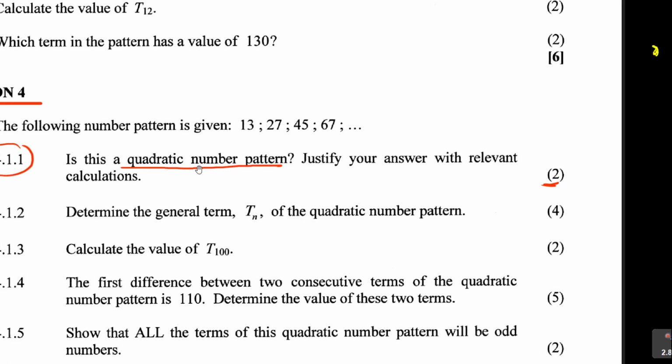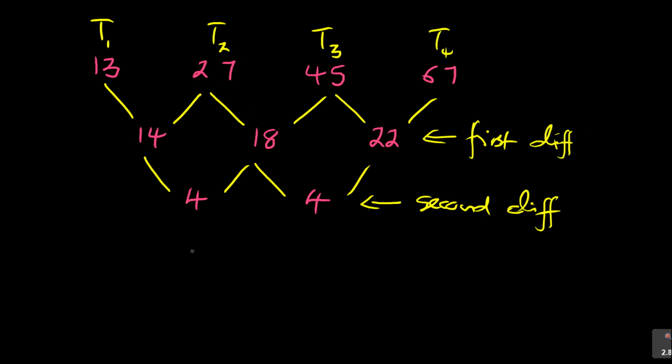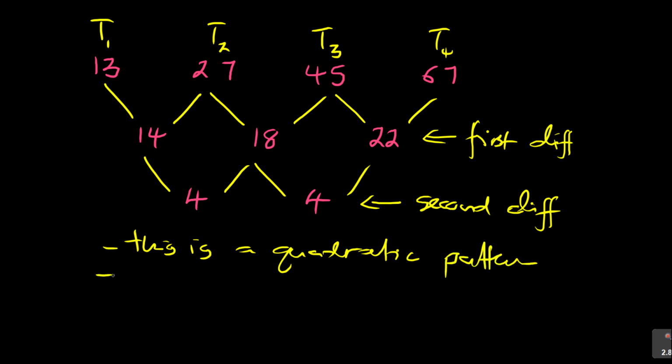So now the question was, is this a quadratic pattern? Justify your answer with a relevant calculation. You are going to say this is a quadratic pattern. So I'm going to write, it's a quadratic pattern. That's the first part, that is 1 mark, just to tell us whether this is quadratic or not. Yes, it is a quadratic pattern. Number 2, what is the reason? When they say justify, it has a constant second difference.